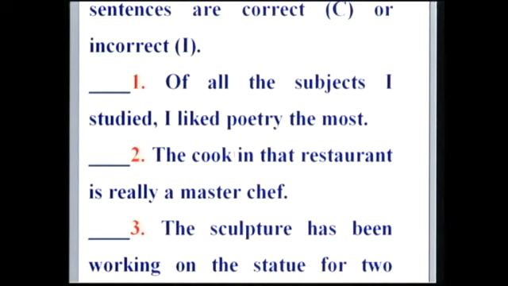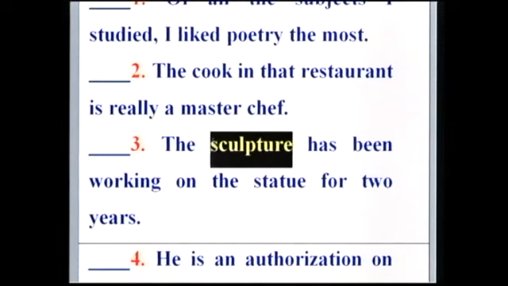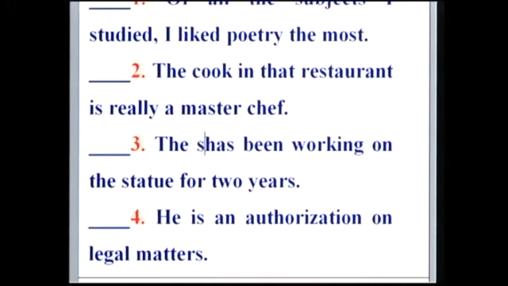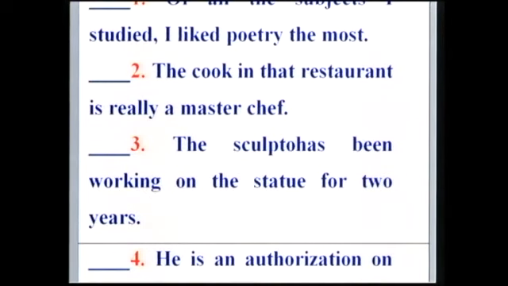طيب the cook in that restaurant is really a master chef. Cook is the person and that's what I need. Cooking is something else. طيب the sculpture النحت has been working on the statue for 2 years. النحت بقاله سنتين بيشتغل على التمثال ولا النحات؟ يبقى sculpture is the name of the thing. I need the name of the person. The sculpture is incorrect. The sculptor. All right? Type.